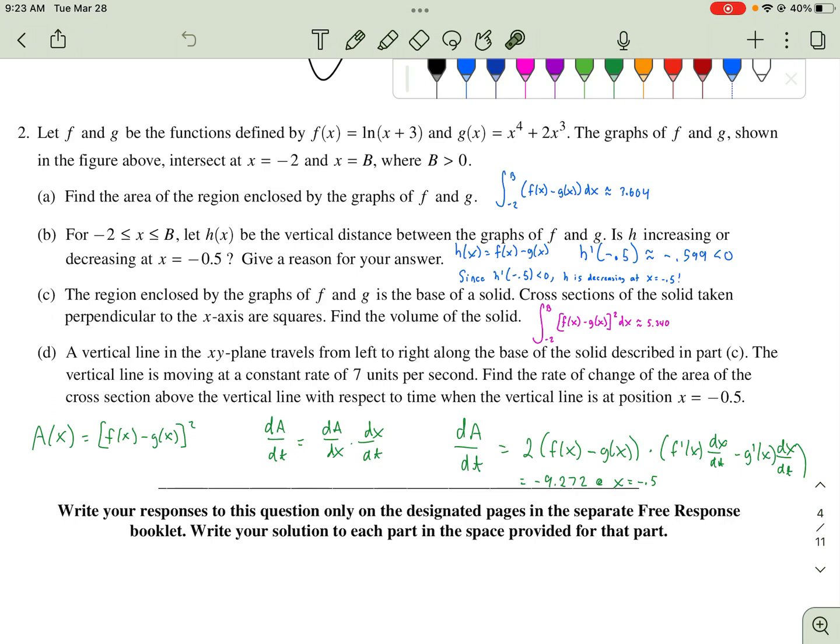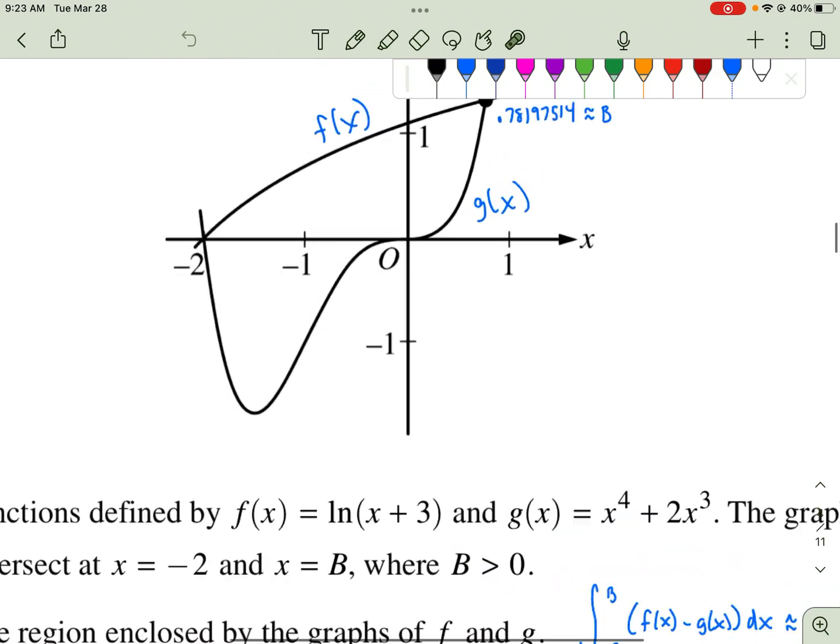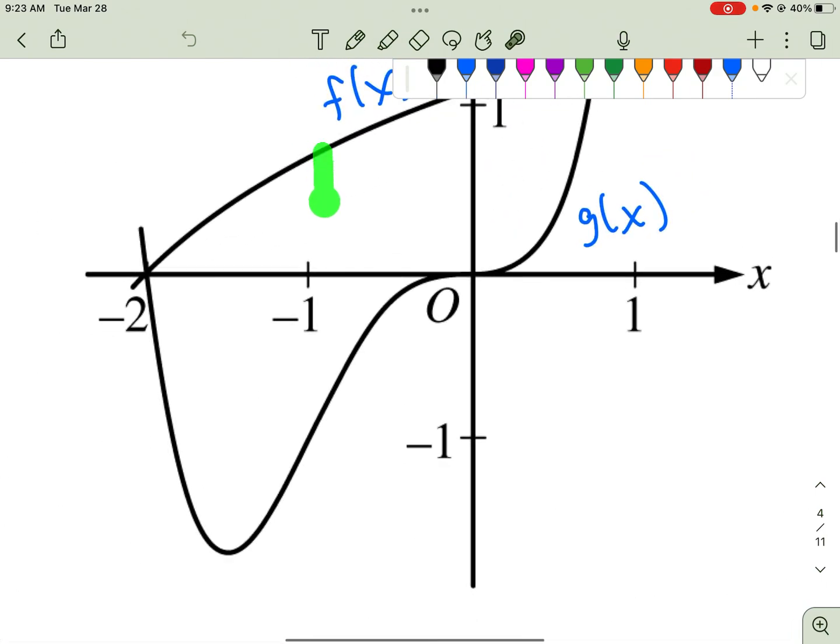Part C, very typical type of question here. The region enclosed by the graphs is the base of a solid. Cross sections of the solid taken perpendicular to the x-axis are squares. Find the volume of the solid. So that means we have a cross section like this, and this square is coming up out of the screen right at your face. If you can visualize that three-dimensionally, I think that looks pretty good.